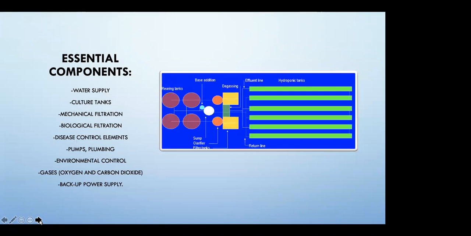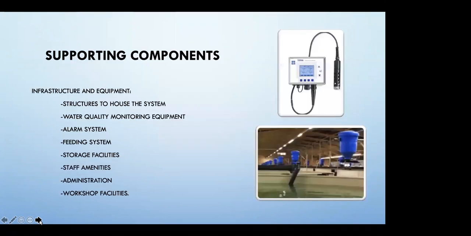Some essential components: water supply, culture tank, mechanical filtration, all the stuff that we just covered, are important. Some supporting components are structure for housing the system, water quality, alarm, feeding systems, storage facilities, staff amenities like bathroom, changing rooms, break room, administration and workshop facility. In a smaller facility, every place is a workshop facility, basically, because you're always repairing something.